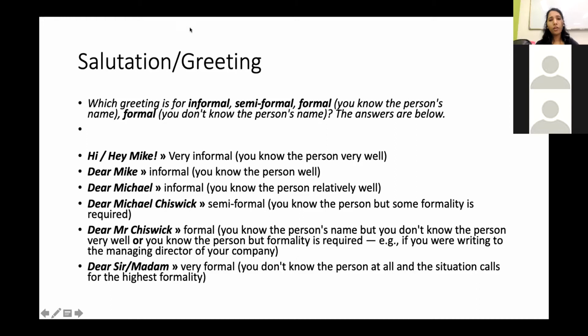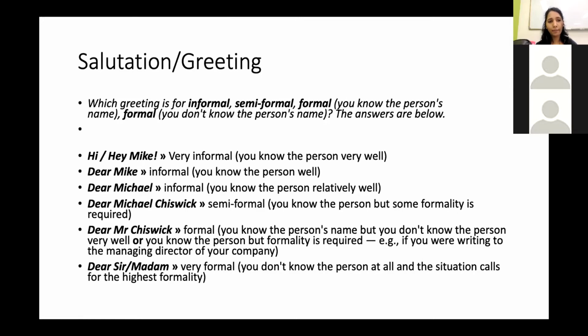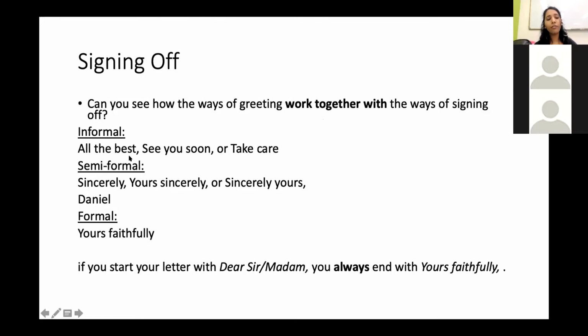Okay. So throughout the lesson, if you wish to take a picture of it, please do so. So this is how you will be writing your letter. Hi Mike, Dear Michael, Dear Sir, Madam, and all that, based on your formality. This is how you sign off. For a formal letter, you sign off Yours faithfully. And for a semi-formal letter, Sincerely, or Yours sincerely, Sincerely yours. And for the informal letter, you can always end with All the best, See you soon, Take care, and all that.